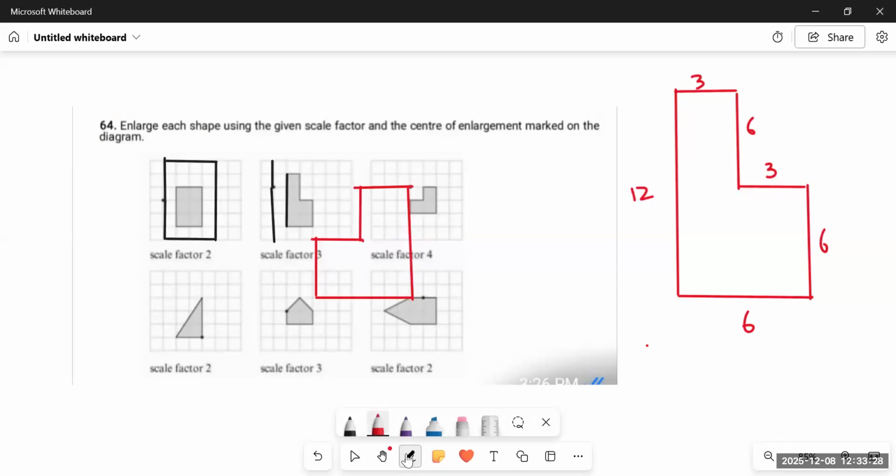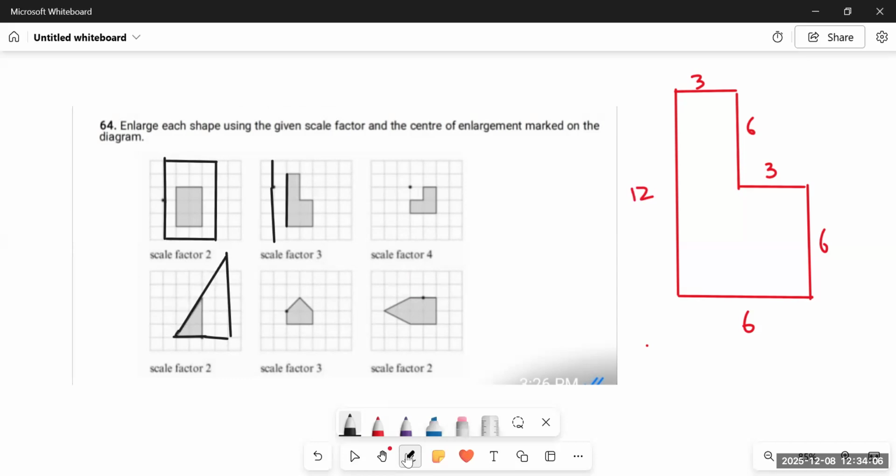So basically, we will simply multiply the number of squares by the scale factor and draw the lengths accordingly. Okay, the next one is scale factor 2. So 2 twos are 4. This center 1, 2, 1, 2. Okay. And then the perpendicular line is 3 squares. So 3 twos are 6. 1, 2, 3, 4, 5, 6. And then we will join the lines. So this would be the enlarged figure.